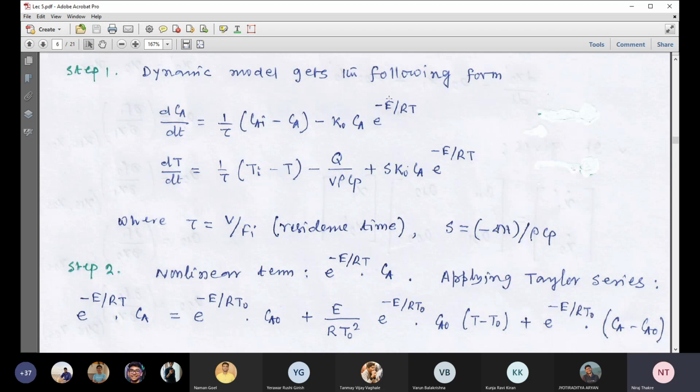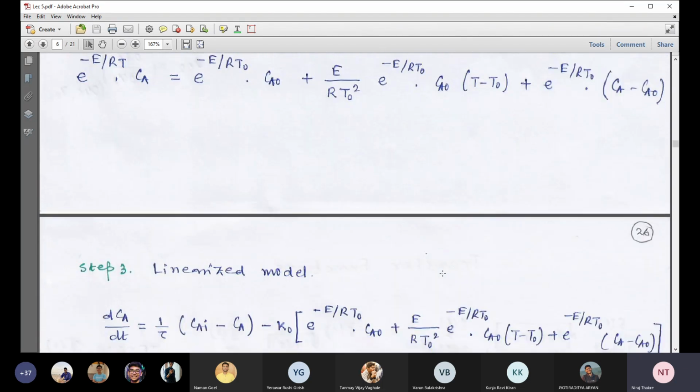Next, in the next step, we will substitute this linearized term in the model equation. Then we will take the steady state form of that model. Then by subtracting, we will get the final equation, the linearized model in terms of deviation variable. Let us follow these steps. So next we want to substitute these linearized terms in the model equation.